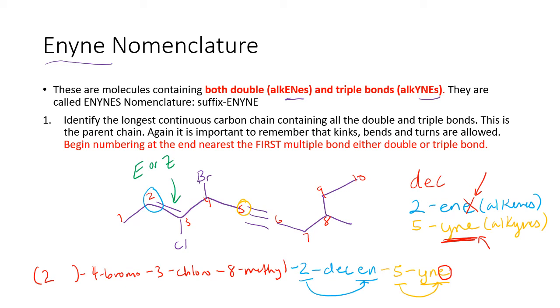So going back to position number 2, we want to look at where our high priority groups are. Coming off of position number 3 and number 2, if we look at 3, we're going to have chloro we come to. Chloro has a higher atomic number, so that'll be your high priority group. And then off of position number 2, what's not being shown is there's a hydrogen versus a methyl group. So the methyl group will be your high priority group. The high priority groups are on the same side, Z, so it's going to be 2Z in this case. So the full name is 2Z, 4-bromo, 3-chloro, 8-methyl, 2-dec-en, 5-yne.